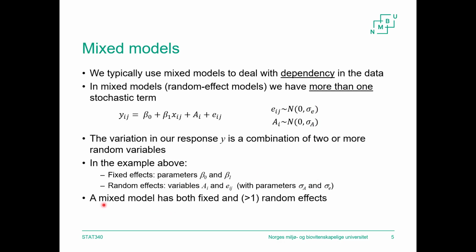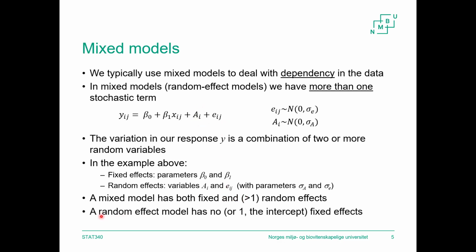A mixed model has both fixed and random effects, and more than one random effect, otherwise we don't call it that. If this one was lacking, then we have a standard regression model, which we may call a fixed model instead of a mixed model. But typically we use the term mixed model when we have some fixed effects, but also more than one random effect.